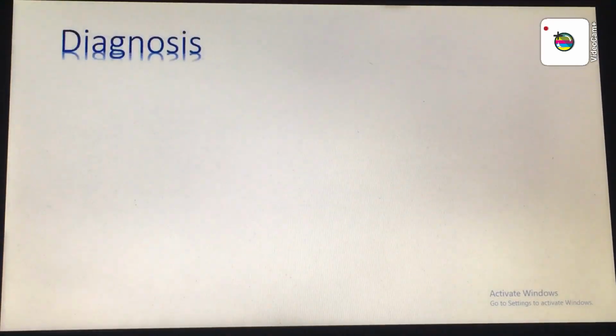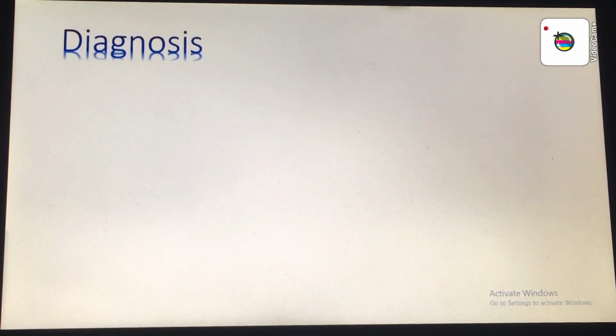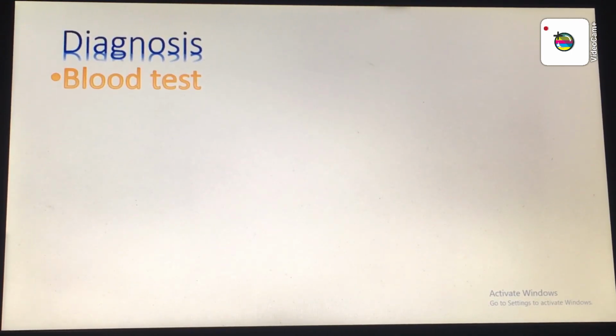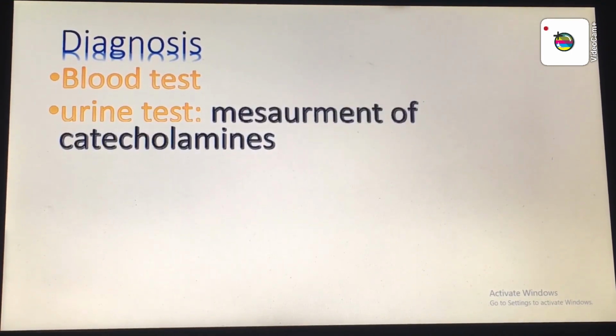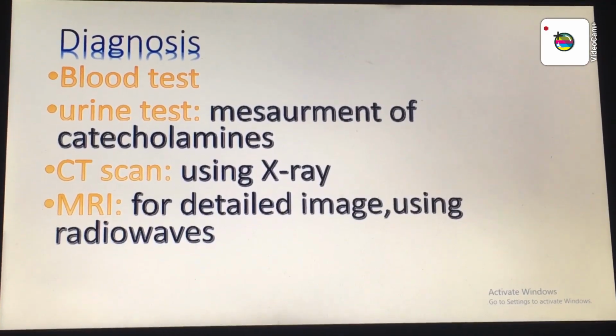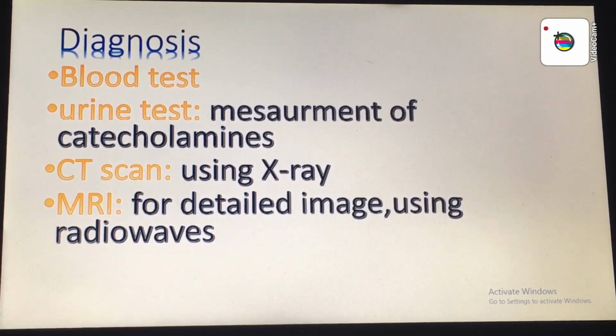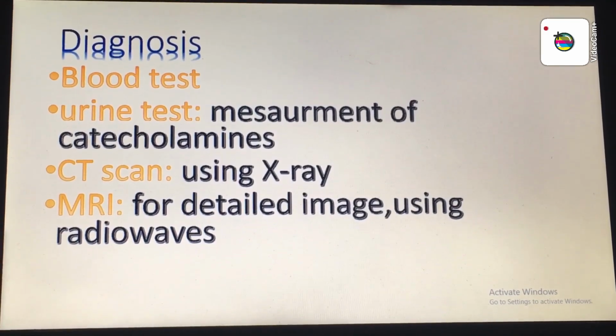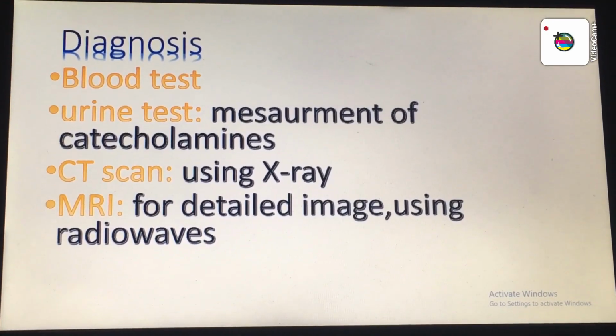How to diagnose this type of tumor? How to diagnose it? Blood tests and urine tests may be used to measure the catecholamines. In the urine test, it measures catecholamines, so collect the urine samples every time you urinate. Also, CT scan using X-rays and MRI using radio waves give detailed images.